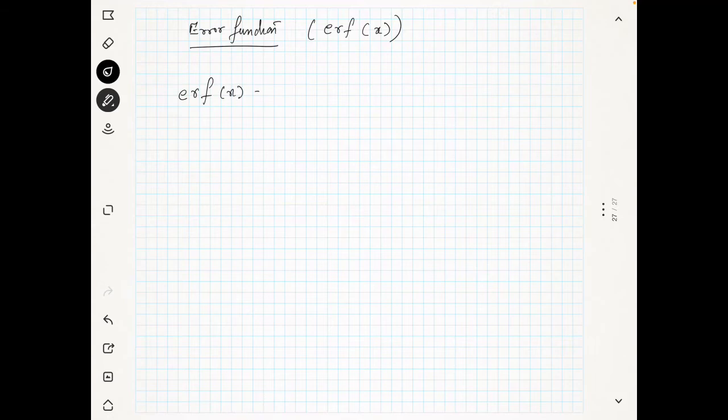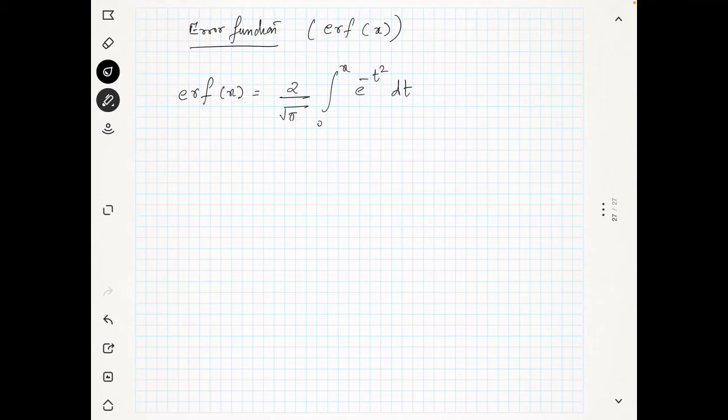So next we will see another problem. You have to show that. Before that, I will introduce you to three important functions. One is the error function, usually represented as ERF, error function of x. The error function of x is defined as 2 by root pi, integral 0 to x of e power minus t square dt.